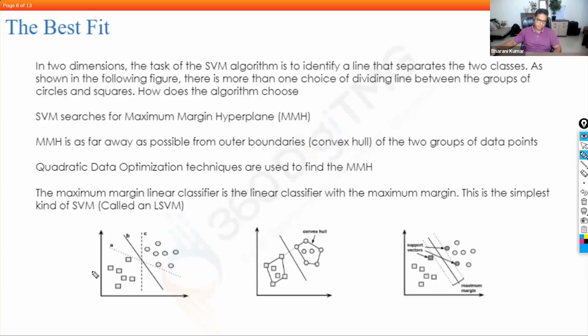And you join all the outermost data points, and you call this as what? Convex hull. And you want a classifier in such a way that it has a maximum distance from the data points towards the right and towards the left.